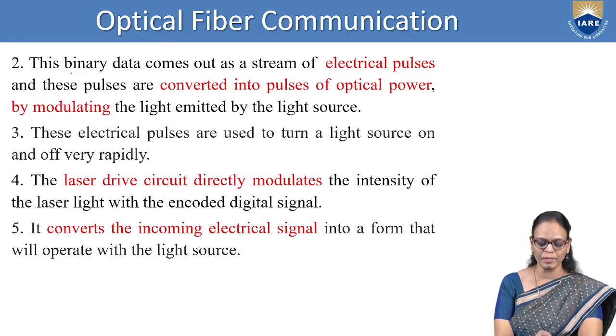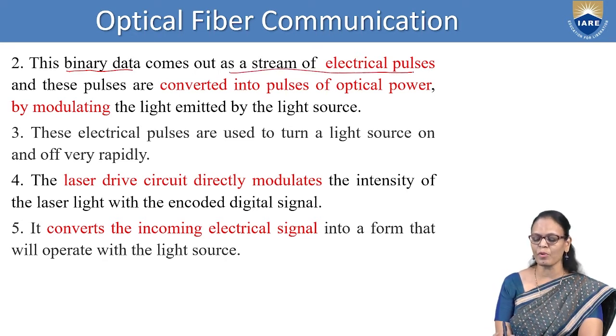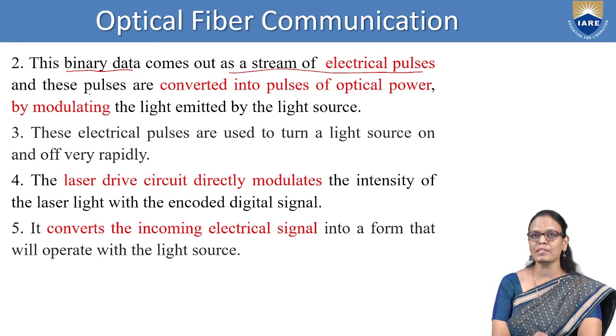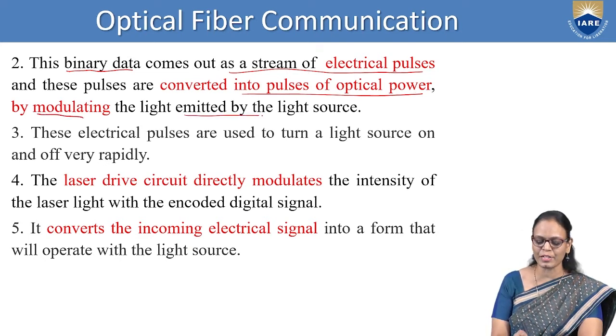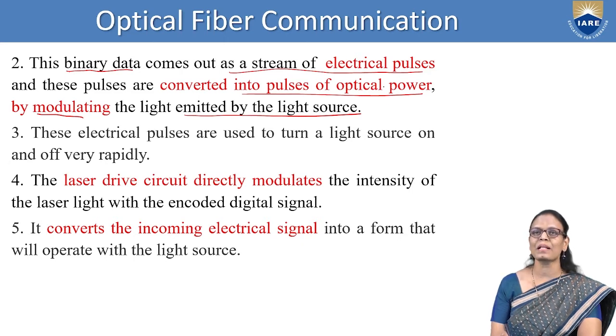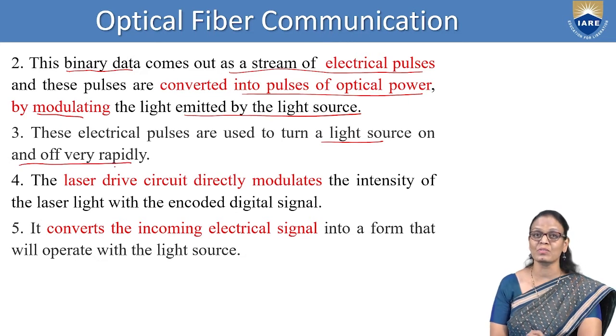Now this binary data, we have converted into binary sequences. It comes out as a stream of electrical pulses. And these pulses are converted into pulses of optical power by modulating the light emitted by the light source. We are using a light source. And with the help of this light source, these electrical pulses are being converted into pulses of optical power. And these electrical pulses are used to turn the light source on and off rapidly. So when it is high, it is on. When it is 0, it is off. So how do these electrical pulses turn the light source on and off?